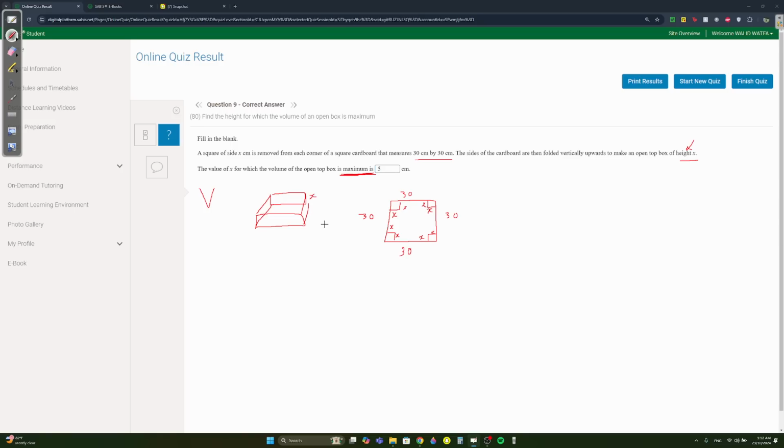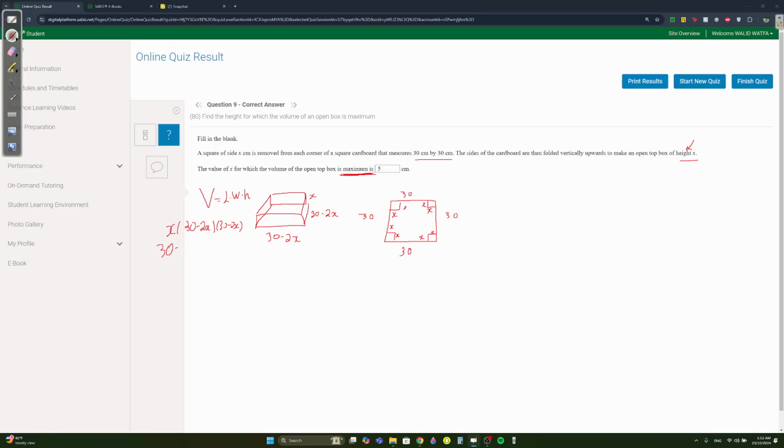X. What's the base going to be? I cut out x and x. So it was 30. I cut out minus x, so minus 2x. So this is the side. How about this side? The same. 30 minus 2x. How do you find volume? Isn't it length times width times height? So isn't it x times 30 minus 2x times 30 minus 2x?